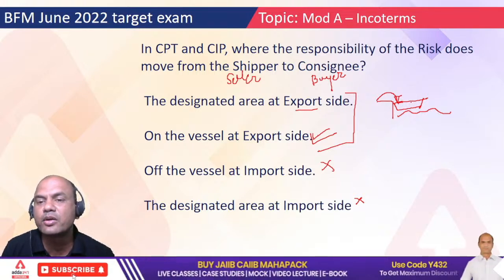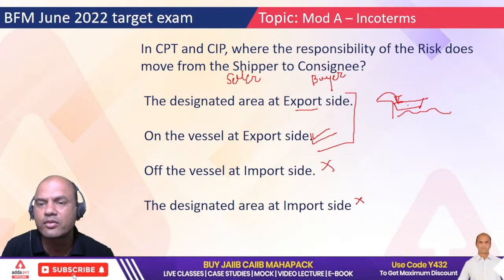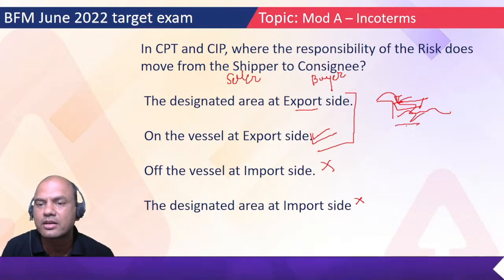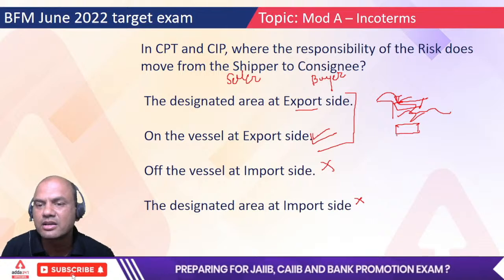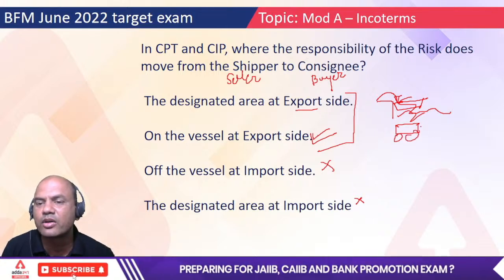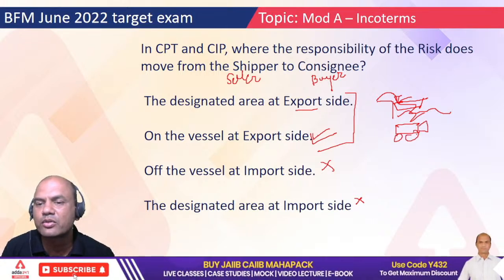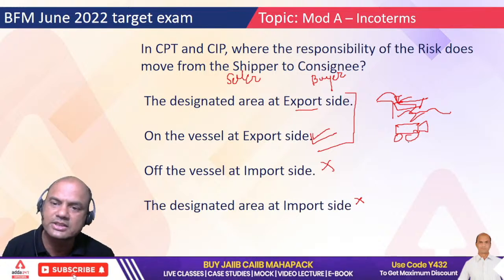Similarly for CIP also. This is CIP we are talking of. Instead of this ship, we'll call for this truck. Because generally in international trade we call for shipping, that's why I went for this part. Okay. So this is a truck.